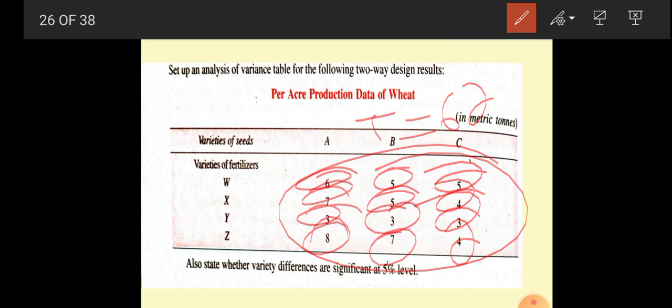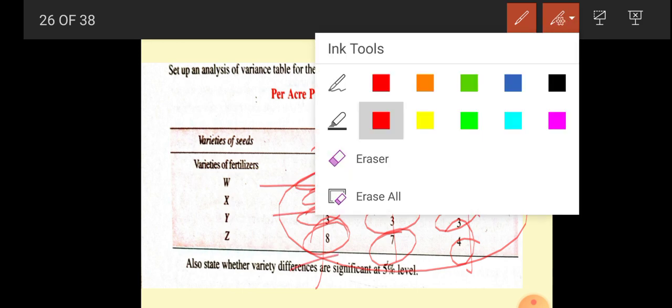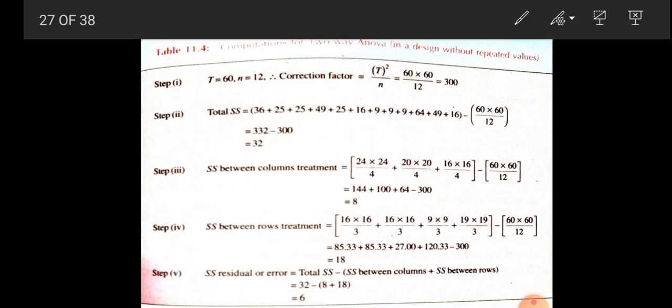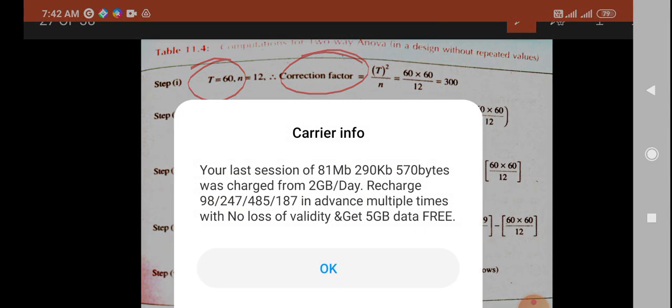And how many items are there? Three columns and 4 rows, so there are 12 items. So the value of N is 12 and the value of T is 60. The correction factor formula is T square by N, so our correction factor is 300.